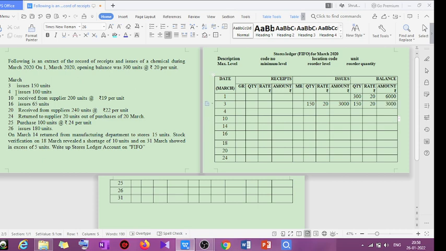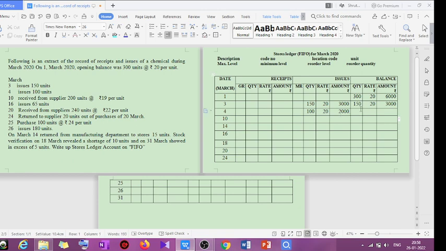Next, on 4th, there is an issue of 100 units. Right. So under the issue column, mention 100 units. Now what is the rate here? In the available lot there is only one price, that is 20. So 100 into 20 will be 2,000.